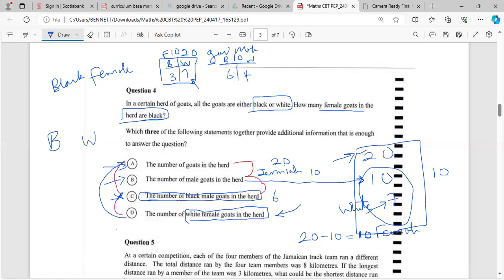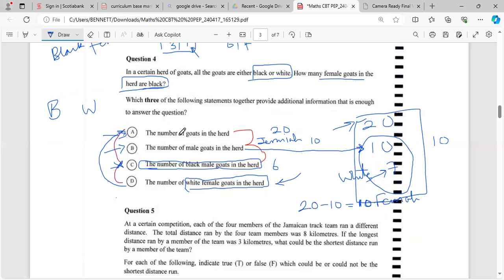Simple. So I would say A, B, and D. I would exclude the number of black male goats, because that is not going to help you. If you don't know the number of black male goats, you still don't know how many are white, and it still does not affect it. But once you know the total number of goats, that's all we need.